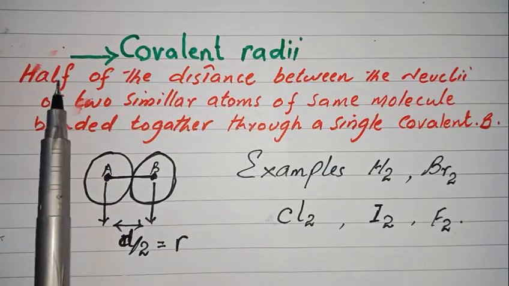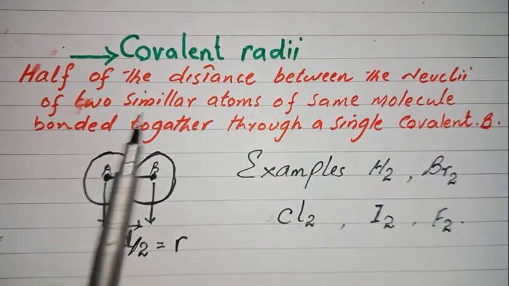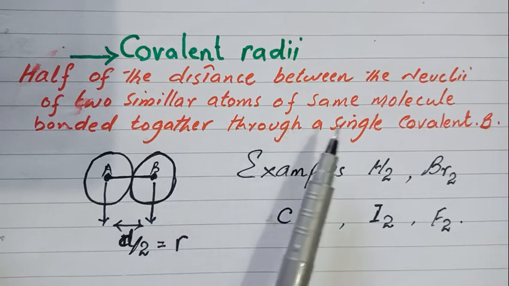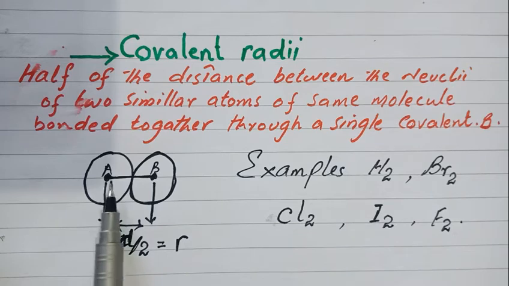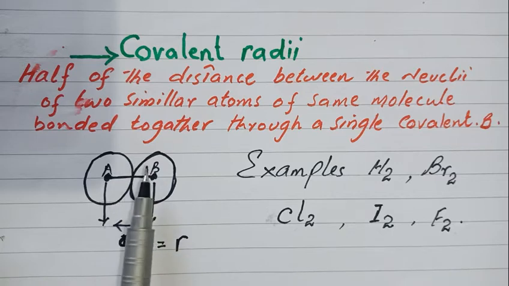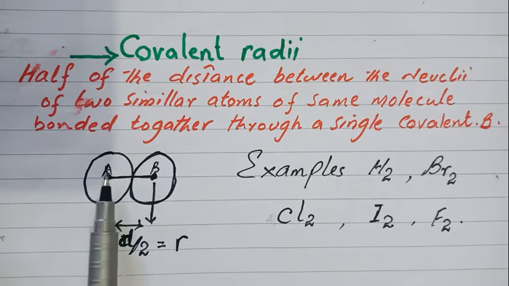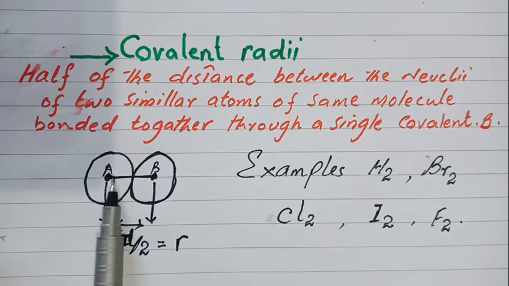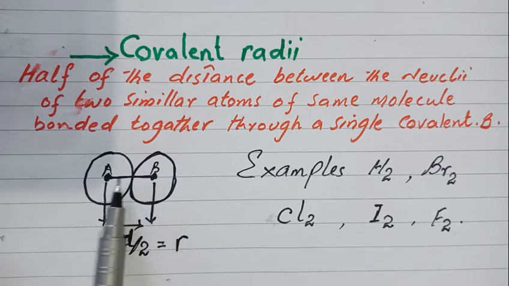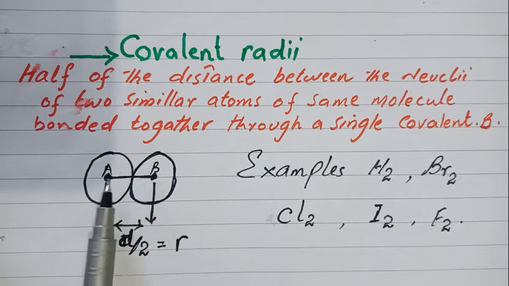Now, what is covalent radii? It is half of the distance between the nuclei of two similar atoms of the same molecule which are bonded together through a single covalent bond. Let's suppose this is a hypothetical molecule in which A and B are two atoms. Both atoms are the same. When they combine together to form a single covalent bond, then the distance between the nuclei of A and that of B is called bond length or bond distance. So if we take half of the distance between the nuclei of two bonded atoms, then it is said to be the covalent radius.